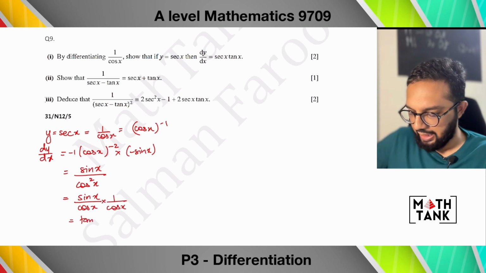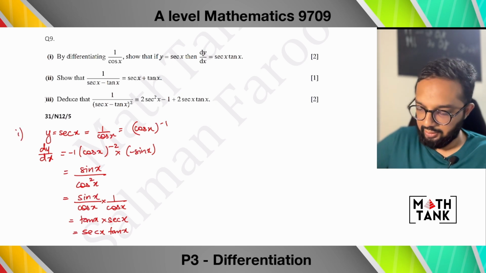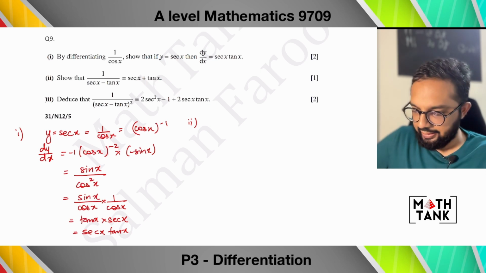So that gives me tan x and that gives me sec x. So that becomes sec x tan x. That's part 1. Part 2 says show that 1 over this is that.